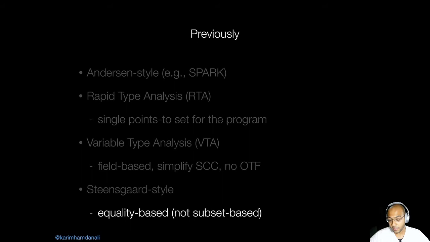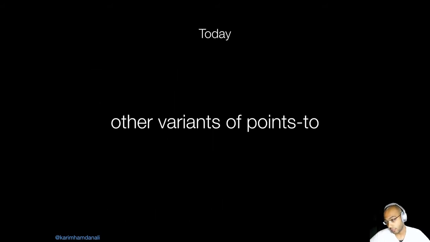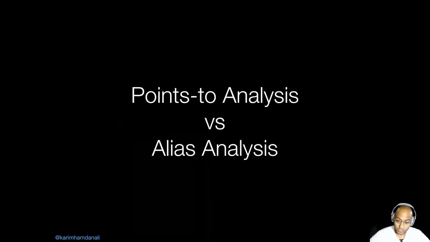So today we're going to see other variants of points-to analyses, as opposed to the couple of ones that we have seen in the previous two lectures or so. We're going to see points-to analysis, we're going to also see alias analysis, and we're going to discuss together in today's lecture when to use which type of analysis. When does each one benefit us the most? So first we're going to start with points-to analysis.